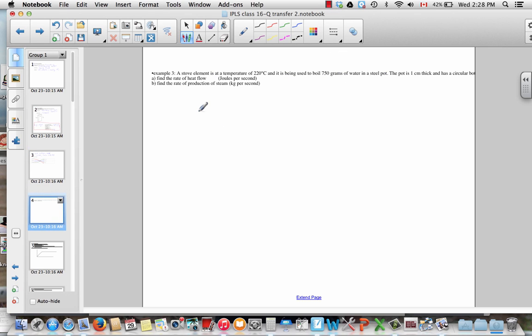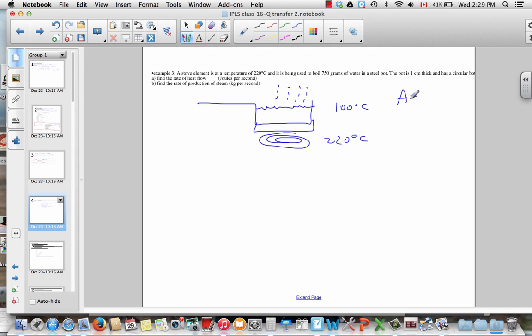So here's a typical example. We've got a stove element on your stove, and you're putting a pot of water on it. And thermal energy is going to flow through the bottom of the pot into the water, and we're boiling the water, and at STP, boiling happens at 100 degrees, and we're told the element's at 220. So we see what the temperature difference is across the bottom. Now, the bottom is going to be circular in cross-section.